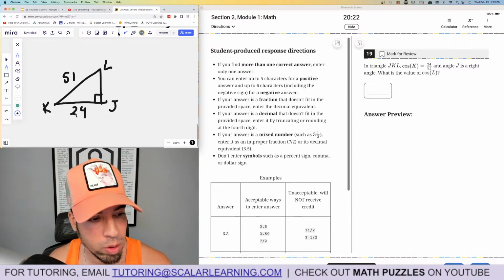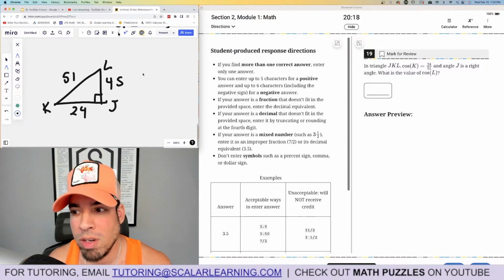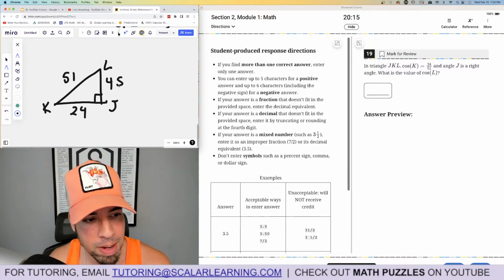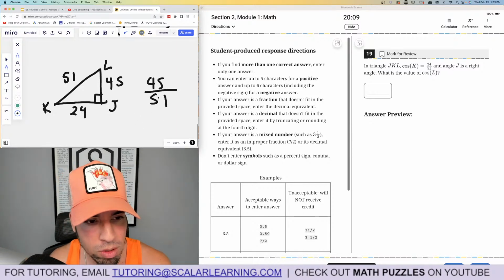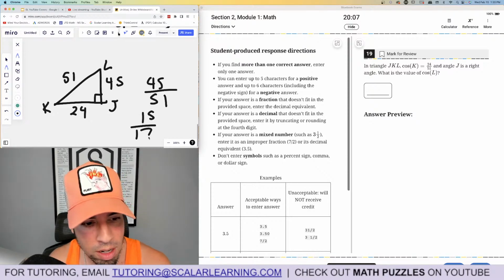So 8 times 3 is 24, 15 times 3 would be 45, 17 times 3 is 51. So now we can do cosine without doing a lot of math. It's adjacent 45 over hypotenuse, which is 51. We could divide by 3, I suppose, and that would be 15 over 17. That's it.